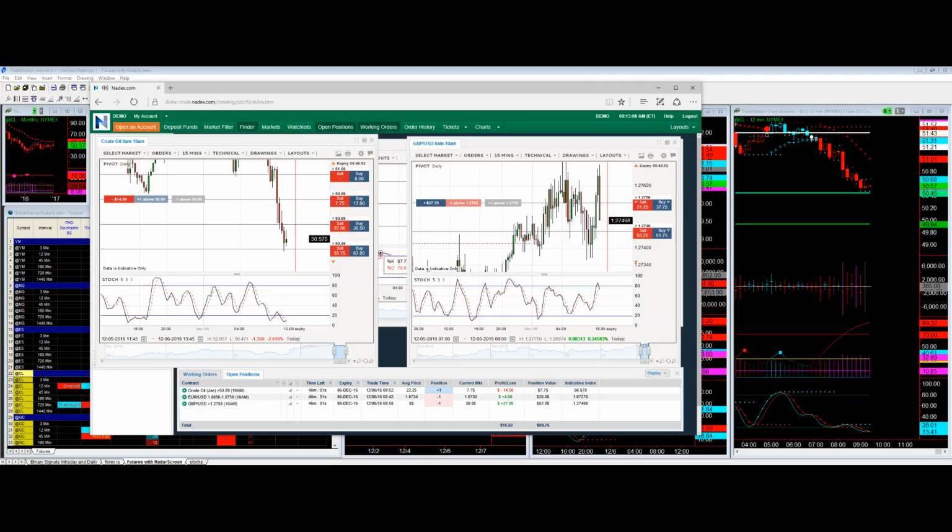Now, what you are watching, we are short, and we have a profit target in on the British pound. What we are watching is the buy price. The buy price has to get to 20. If it gets to 20 and there is a buyer willing to buy at 20, then our order will be filled.